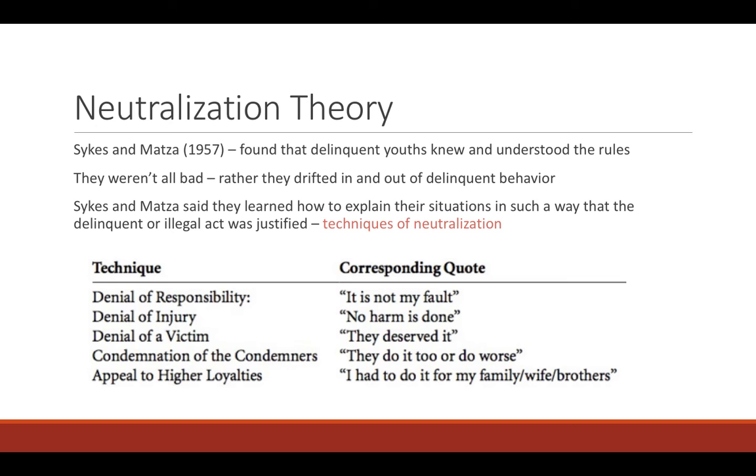Condemning the condemners is something you might have done when you were breaking rules when you were a teenager. If you knew your parents broke those same rules, you might have said, oh, they do the same thing, or they do worse. And an appeal to higher loyalty is when you do something because you have to do it for loyalty to your family, to your brothers, to whomever.